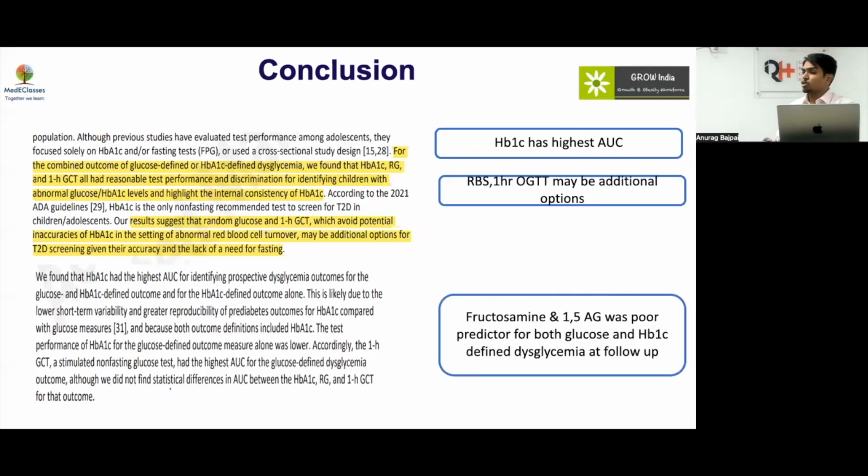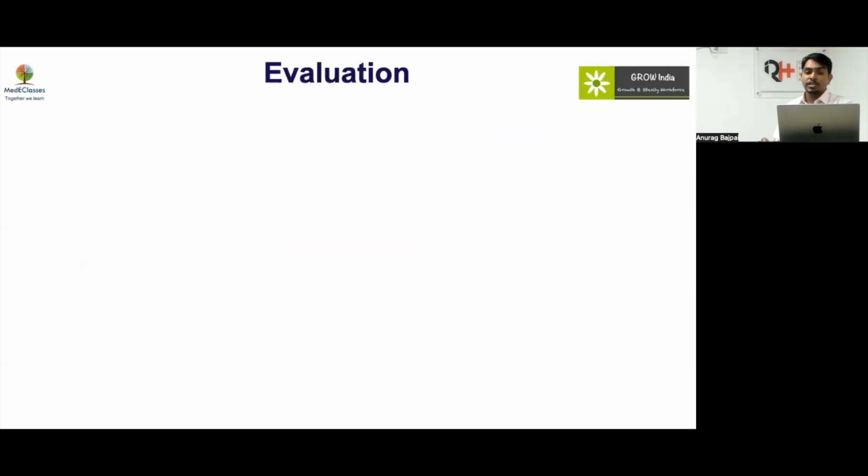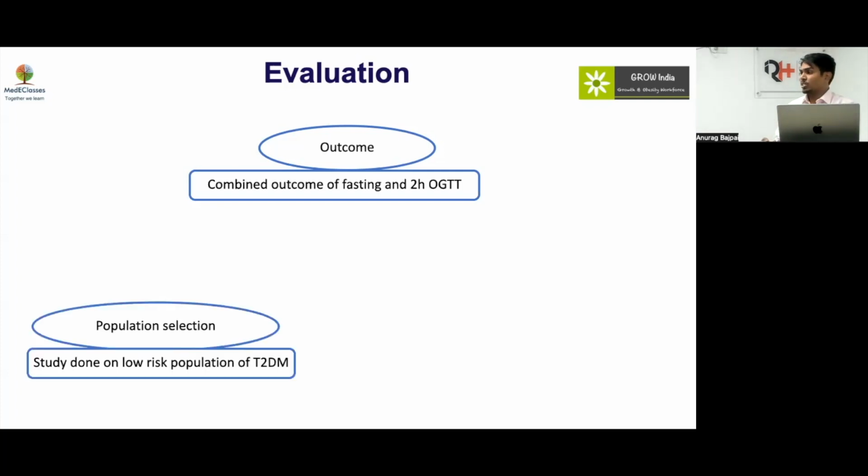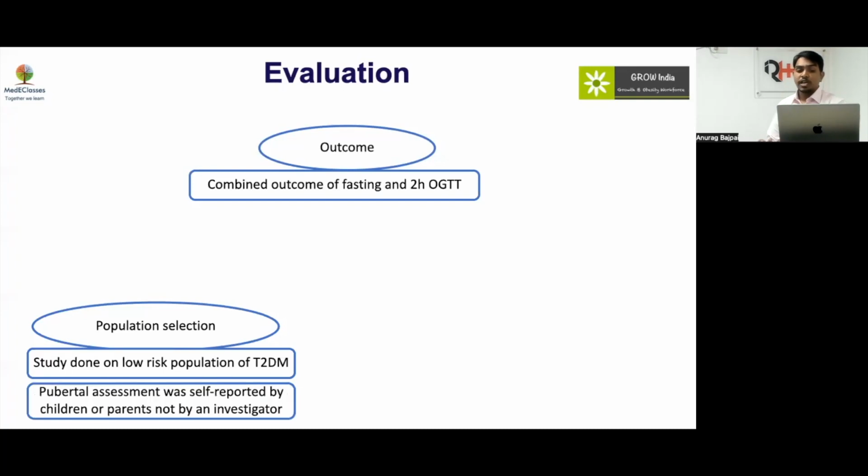And if we talk about fructosamine and 1,5-AG level, then it showed poor prediction for dysglycemia. So for the evaluation of this study, what are the limiting points? They have looked at the combined outcome for the fasting and 2-hour OGTT. It should be a different outcome for these two different pathophysiologies. And the population selected, they combined the obese, non-obese and overweight patients. And pubertal assessment here was self-reported, and some were reported by the parents also.